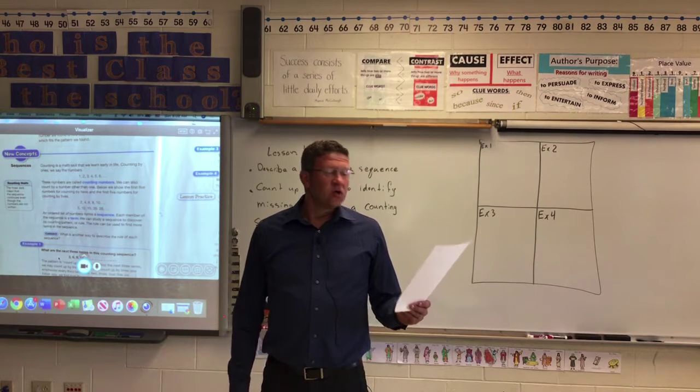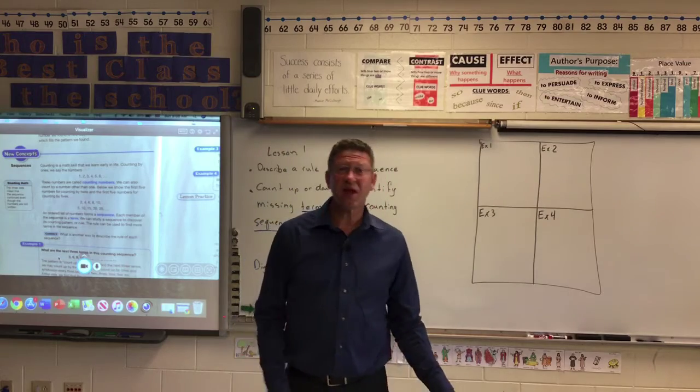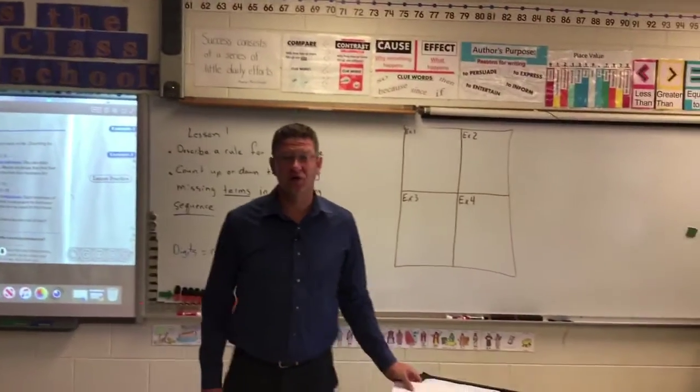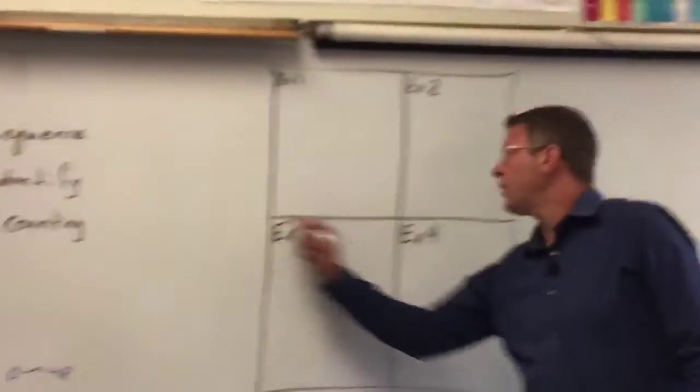Okay? So here's what we want you to do. We want you to take your power up, flip it upside down, and then we want you to divide it into fourths. And how do we do this? I put it on the board for you. You make one big vertical line, and you make one horizontal line.